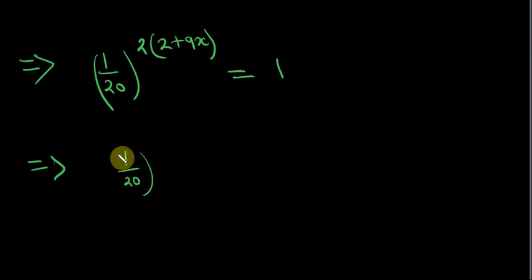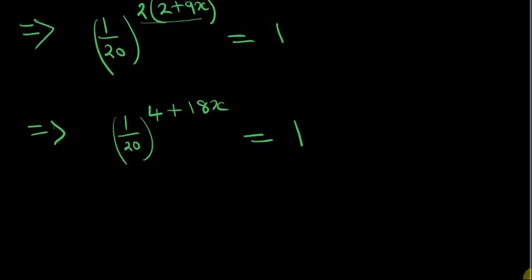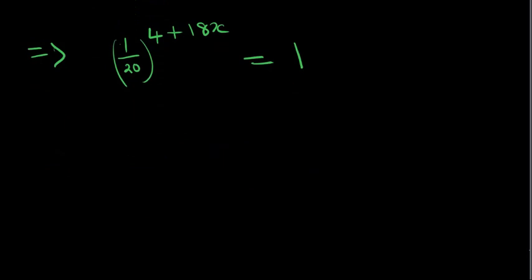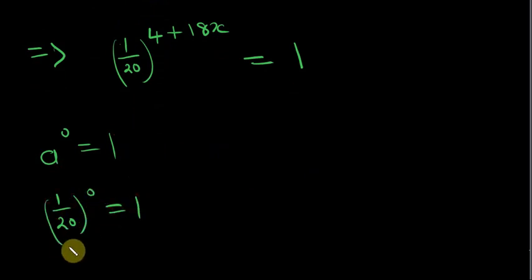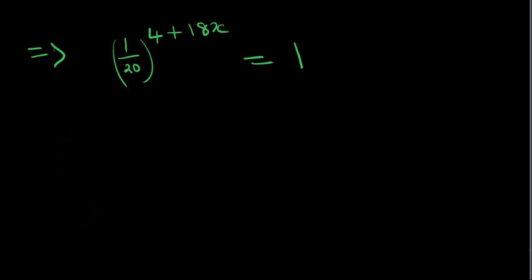So expand this bracket to become 1 over 20 to the power 4 plus 18x, equals 1. Here, we also use another rule. The rule is that anything raised to the power 0 is equal to 1. So any base raised to the power 0 is equal to 1, even 1 over 20 raised to the power 0 is equal to 1. Excellent. So our goal is to make the bases the same so that we can solve for x. Because if the bases are the same, we can equate the powers and solve for x.